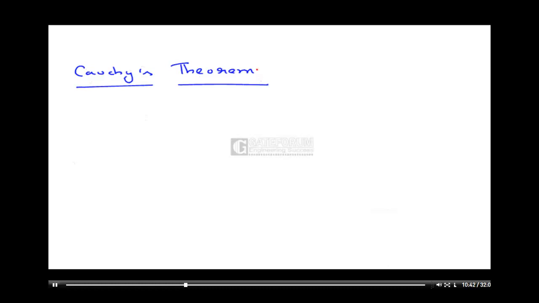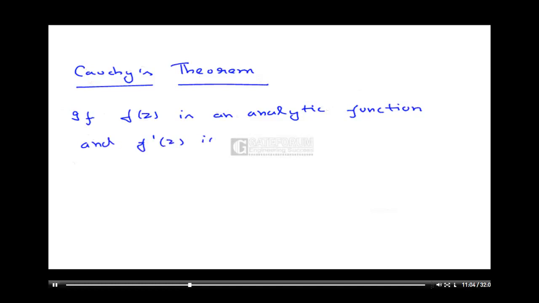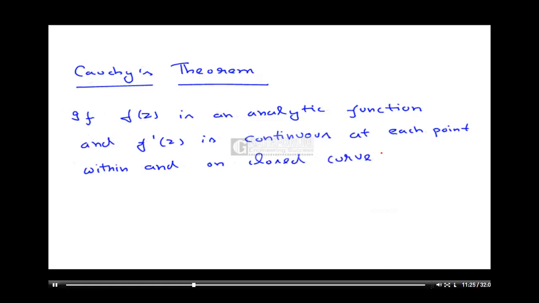Okay. The definition of this theorem is like this. If f(z) is an analytic function and f'(z) is continuous at each point within and on the closed curve C, then the integral of f(z) dz is equal to 0. This is Cauchy's theorem for finding the integral.